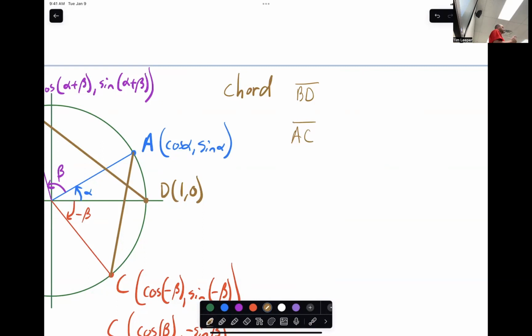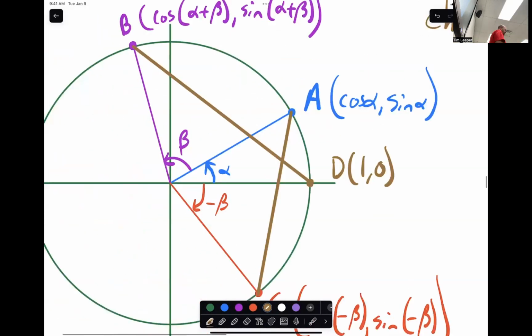But here's the thing, those two chords must have the same length. Why? Well, if we come over here, notice that the angle from this initial side containing D to the terminal side containing B here, that overall angle is alpha plus beta, right? Then over here, from this point to this point up here, notice that's still just alpha plus beta for that central angle.